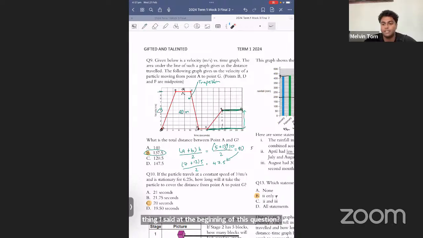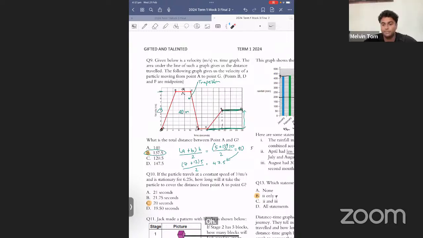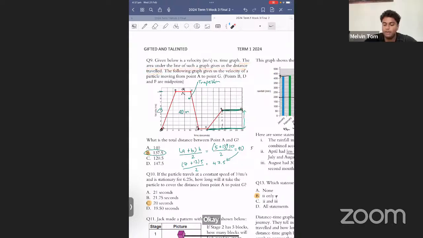So let me take Jayshan. Jayshan, what did I say? You have to find the area of a trapezium, because it says in the second line, the area under the line of such a graph gives the distance traveled. There you go. So we found the area because it tells us the distance traveled. So Kashika, I need you to pay more attention in future questions, okay?